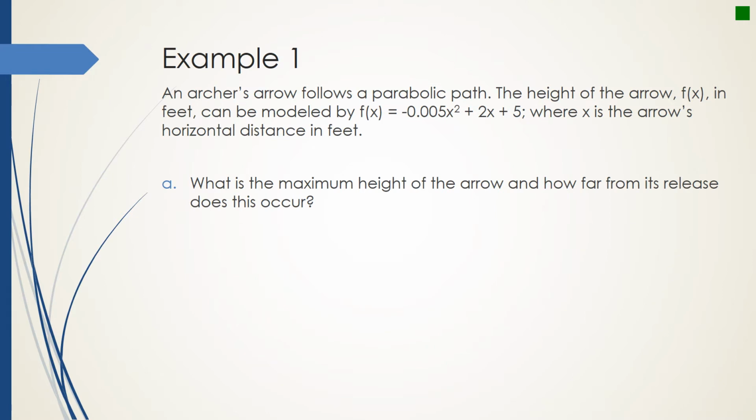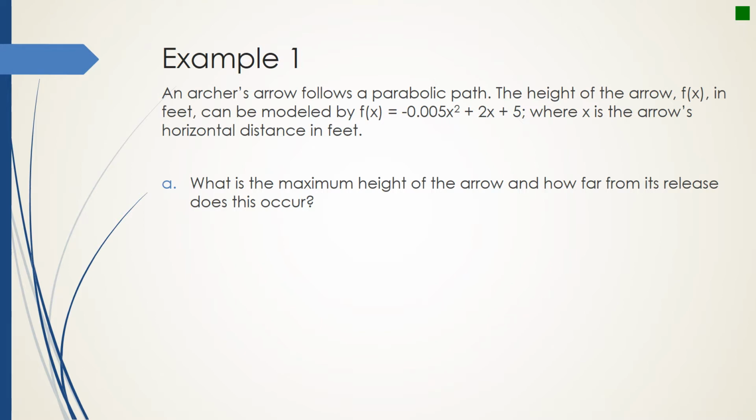All right, so we're going to look at an example. The example reads, an archer's arrow follows a parabolic path. The height of the arrow, f of x, in feet can be modeled by f of x equals negative 0.005 x squared plus 2x plus 5, where x is the arrow's horizontal distance in feet. We want to know what the maximum height of the arrow is and how far from its release that occurs.